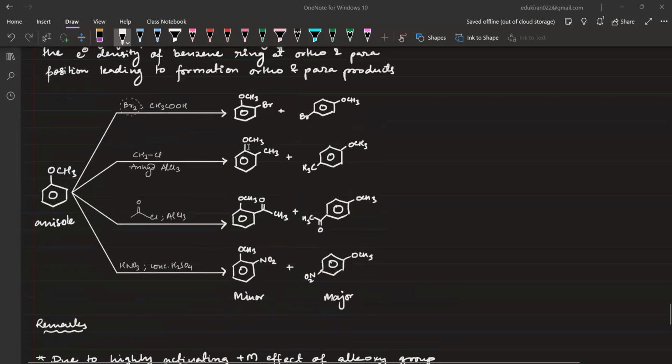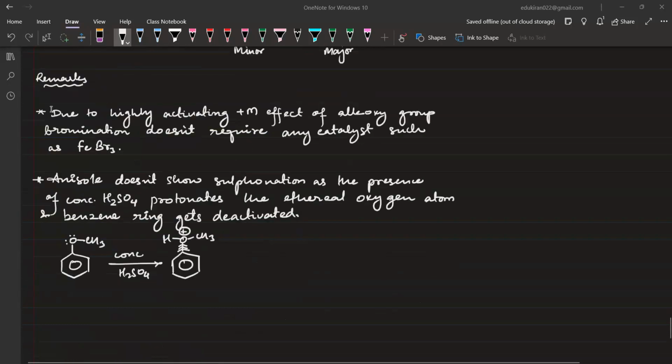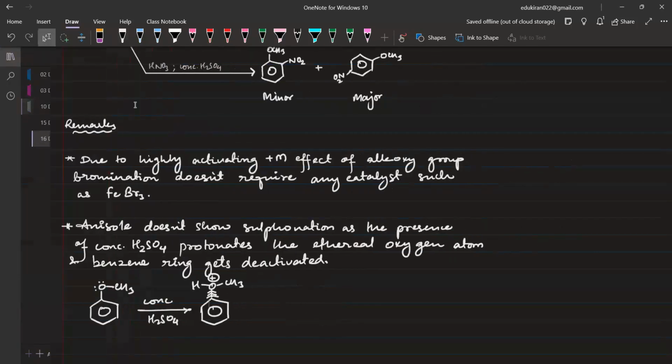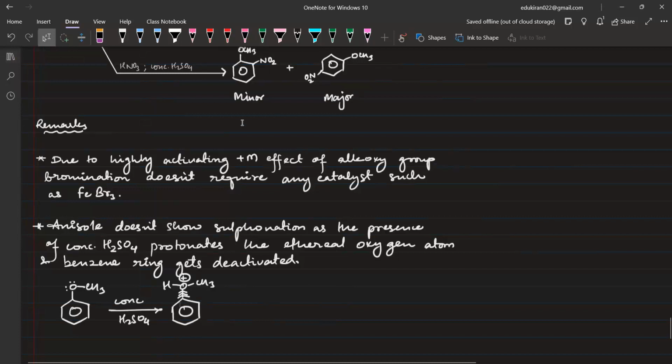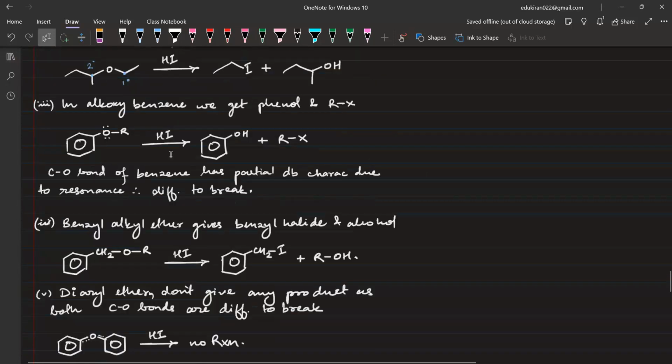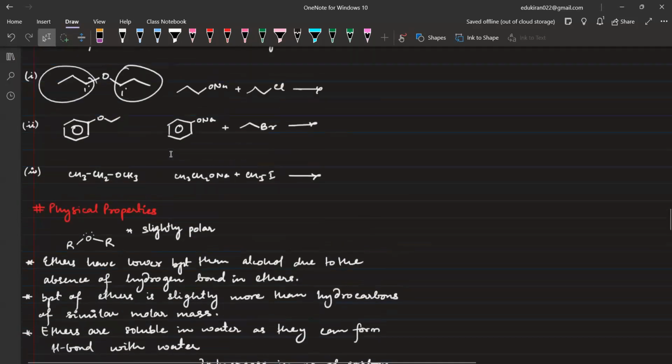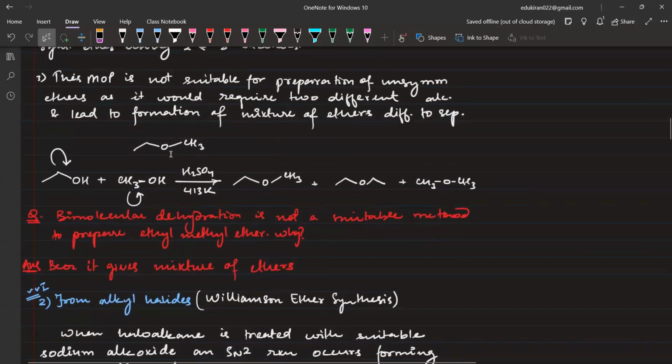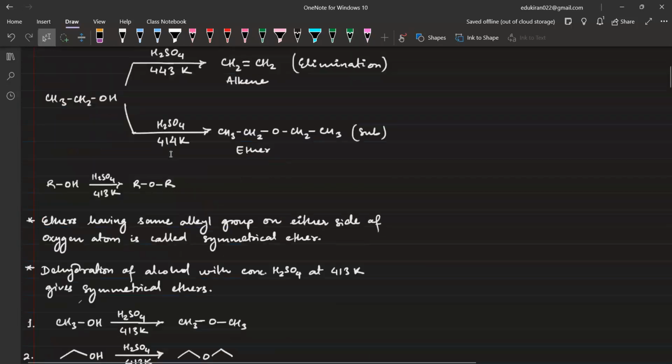And tomorrow we will start seeing all the alcohol, phenols, and ether is over. Tomorrow we will start with aldehyde, ketone, and carboxylic acid. ठीक है. In the next class we will be starting with aldehyde, ketones, and carboxylic acid. We have done a lot of portion today. We have done complete ethers, and ethers is very important portion.